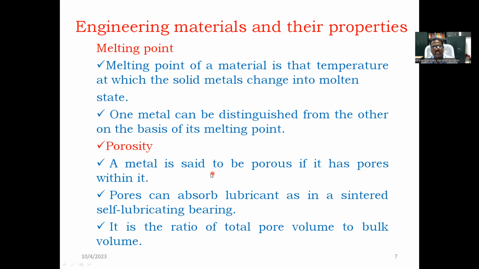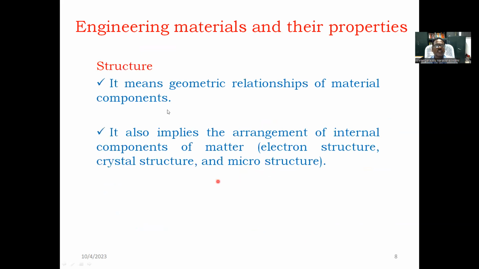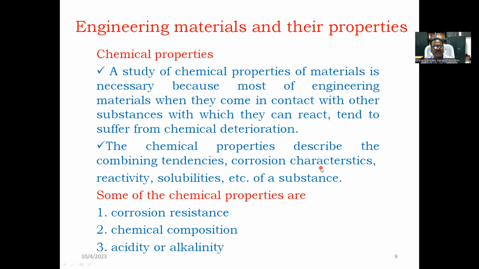Porosity. A metal is said to be porous if it has pores within it. Pores can absorb lubricant, as in sintered self-lubricating bearings. It is the ratio of total pore volume to bulk volume. Structure. It means the geometric relationship of material components. It also implies the arrangement of internal components of matter: electron structure, crystal structure, and microstructure.